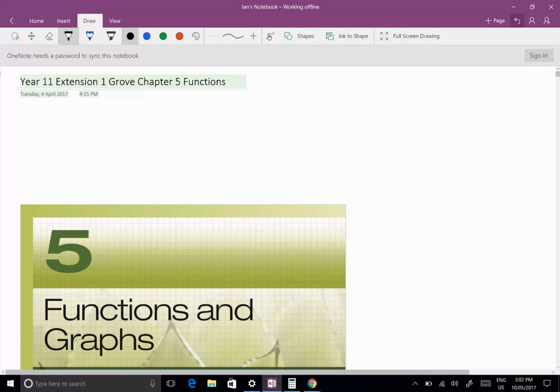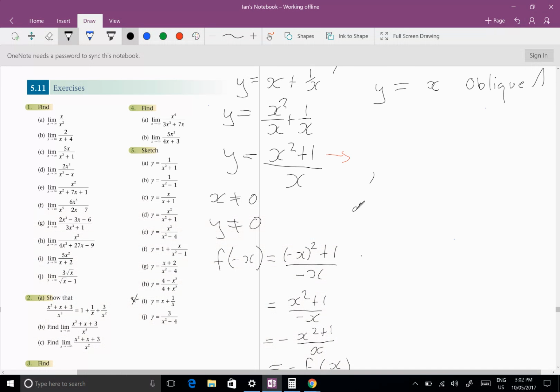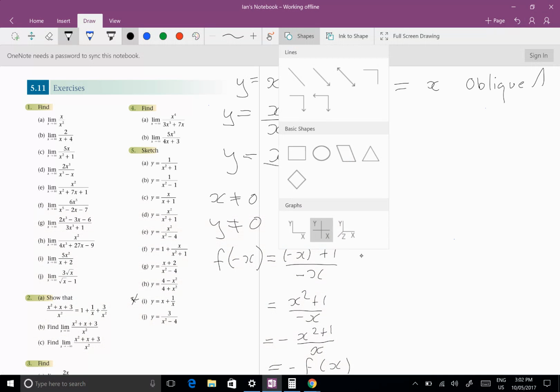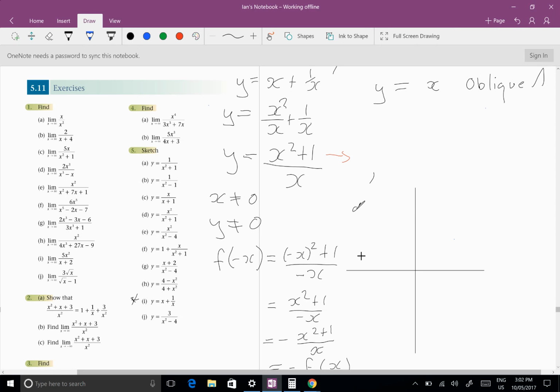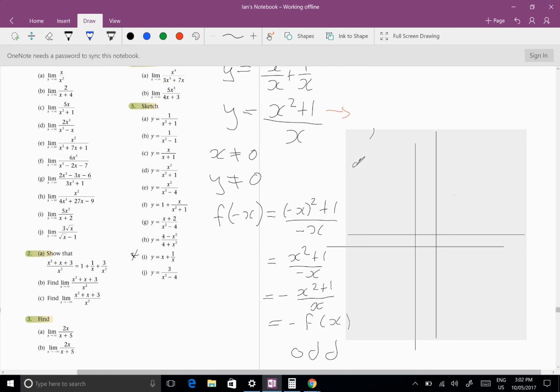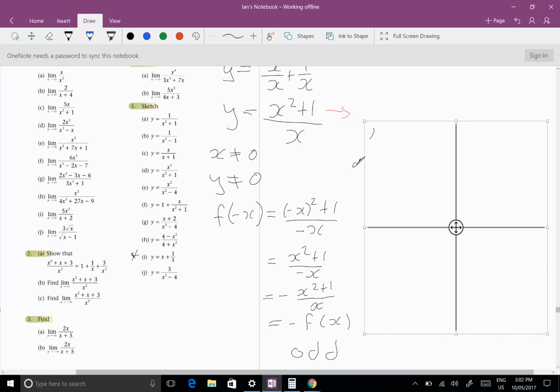Did it again. This is ridiculous. Come on, let me get in here. So, there we go. And we'll move it over to there. And we'll get rid of those strokes I made.